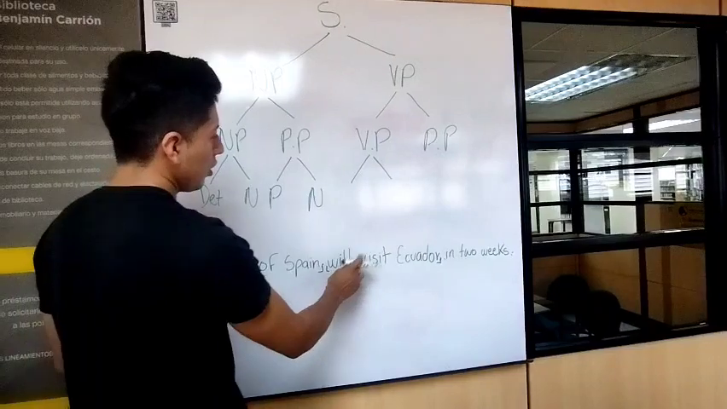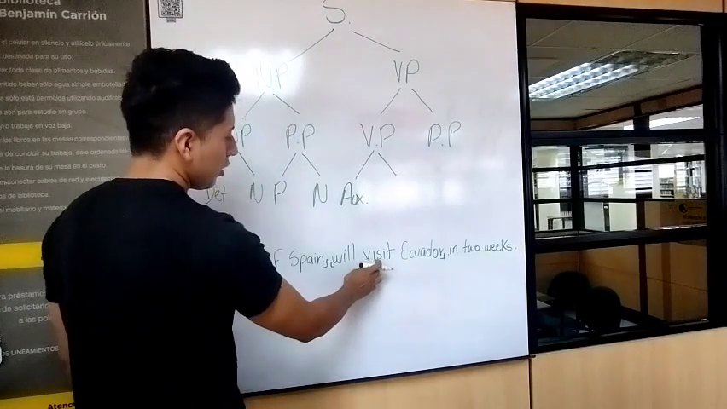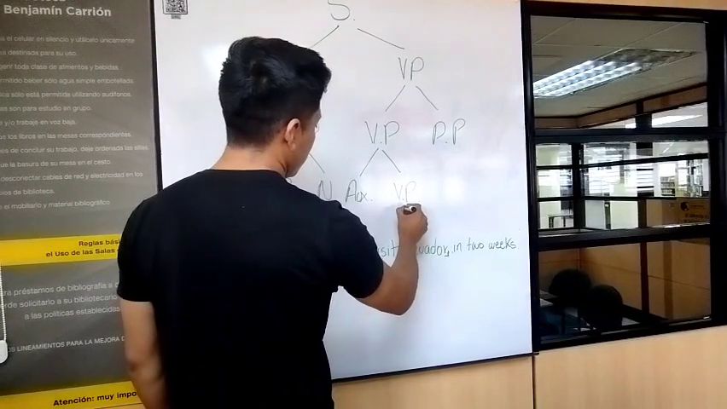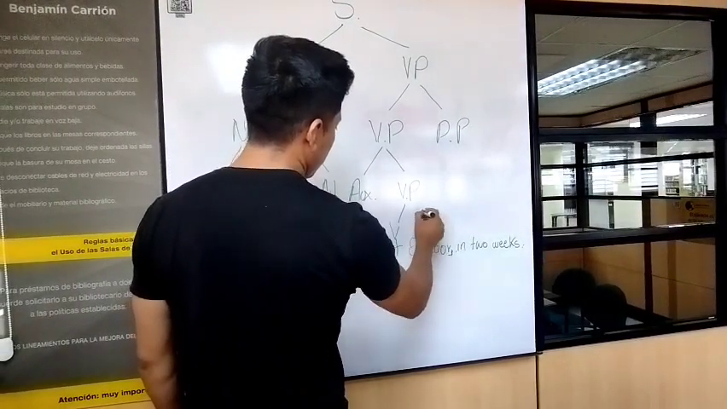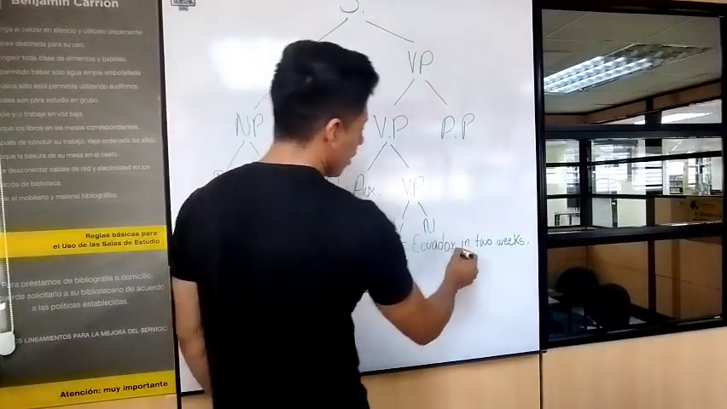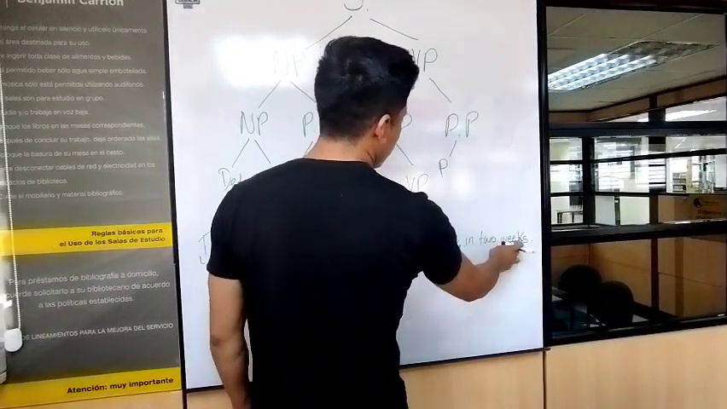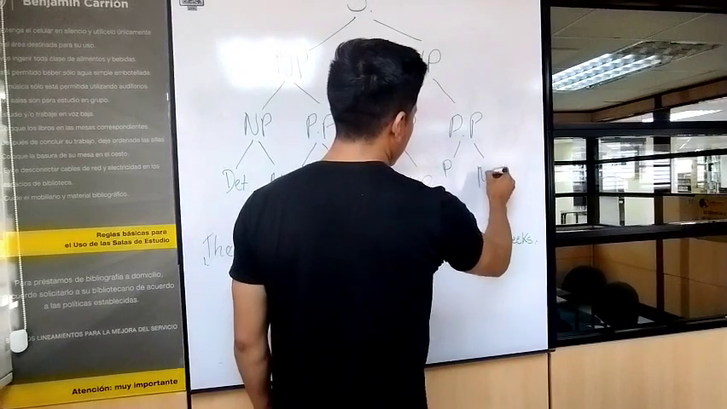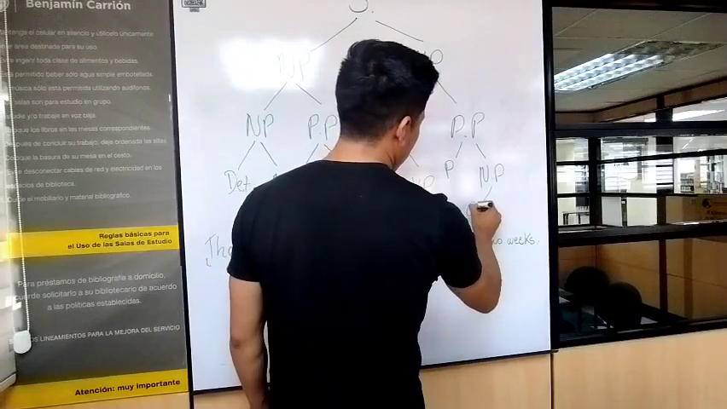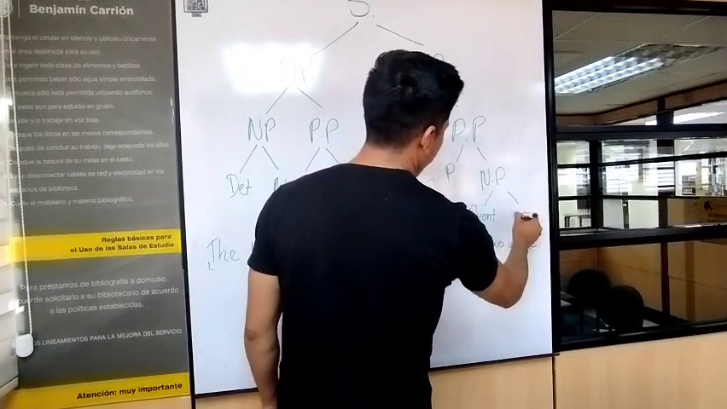We have will, the auxiliary, and visit Ecuador, another verb phrase. It is divided into a verb and a noun, Ecuador. We have the prepositional phrase, in, which is a preposition. Then we have a noun phrase, 2 weeks. The noun phrase is subdivided into a quantifier, 2, and a noun, weeks.